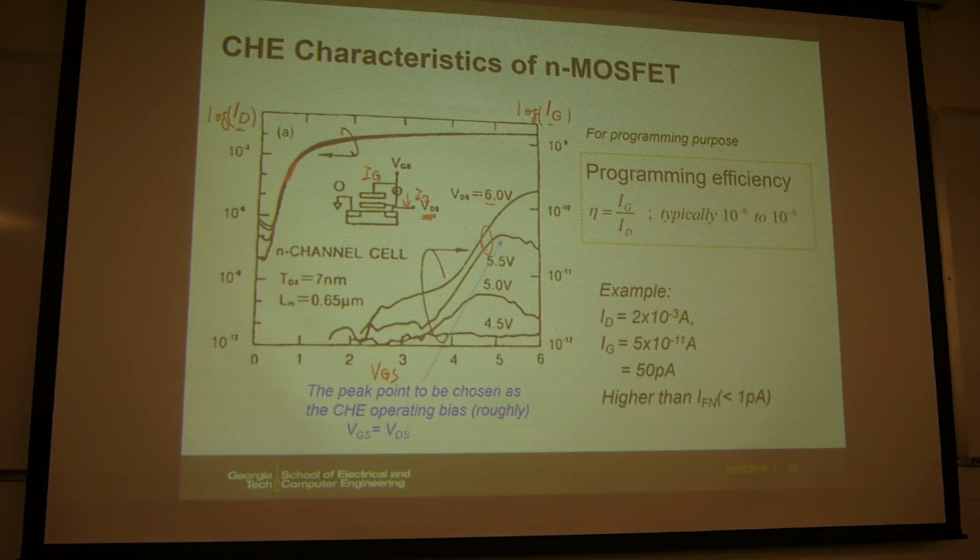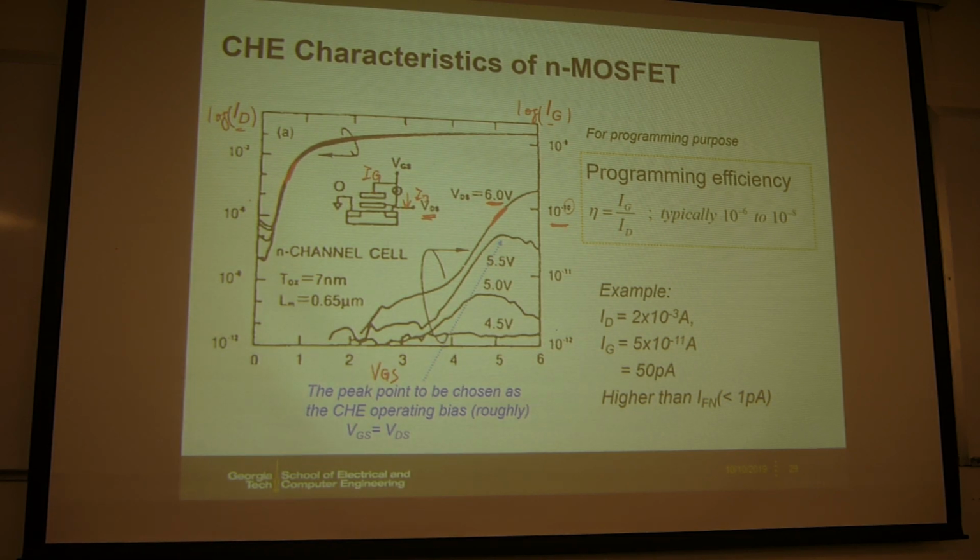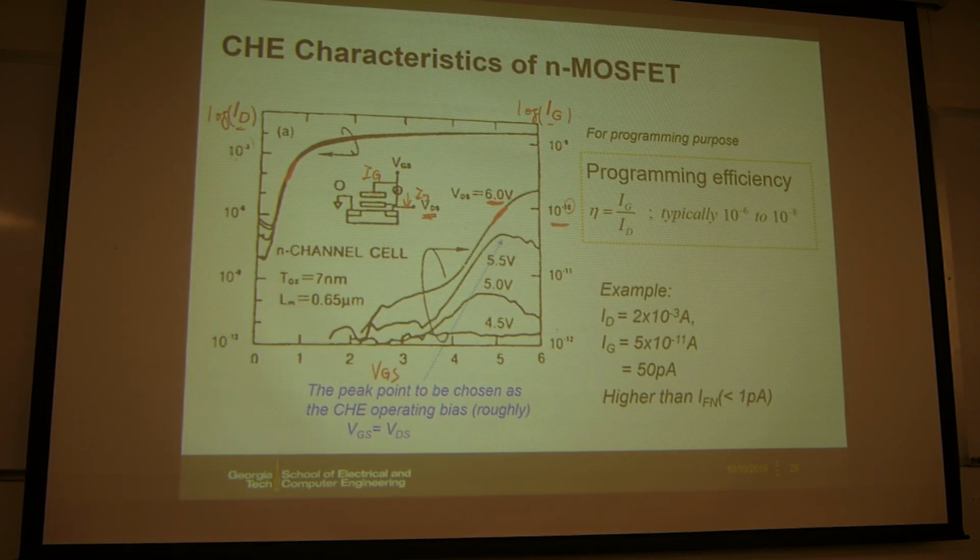So you will see that, for example, when VDS equals 6 volts, you will see some IG current here. This current is small. Look at the scale here, it's 10 to the minus 10. And your drain current is, here, even 10 to the minus 3. So they are very different.